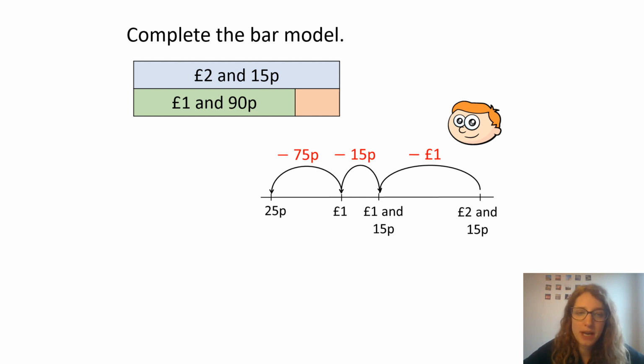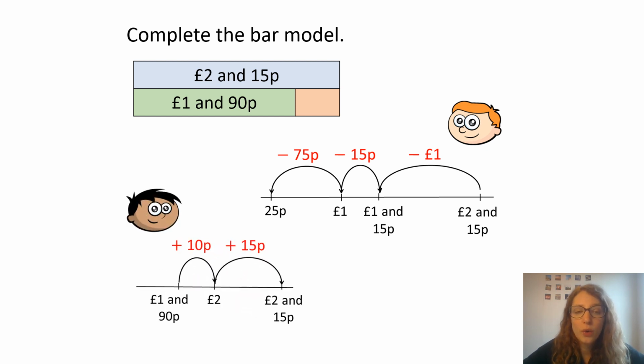So taking away £1 to start with, because that's a nice easy one, which takes me to £1.15. Take away 15p takes me to £1. I'm left with 75p to take away, so it takes me to 25p.